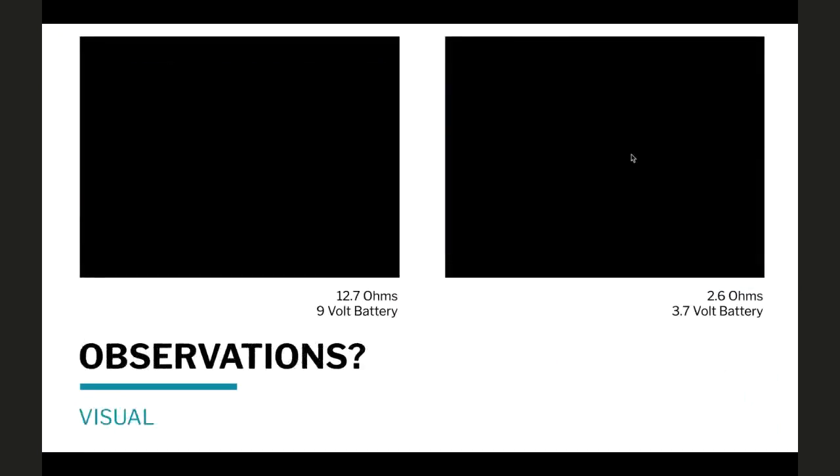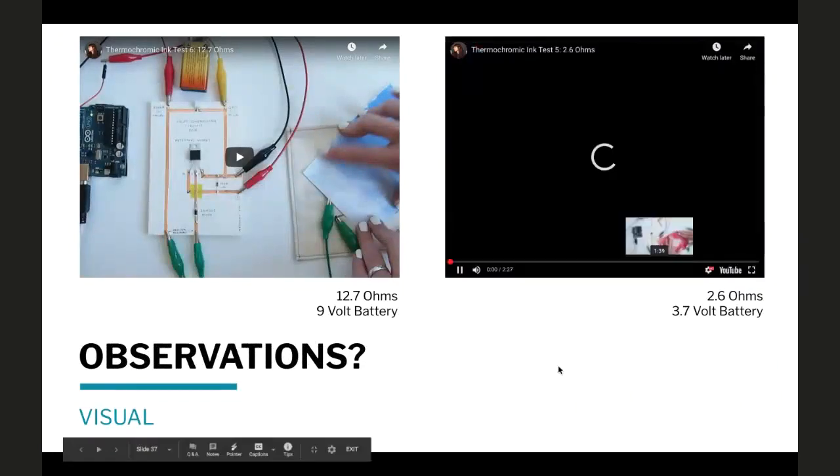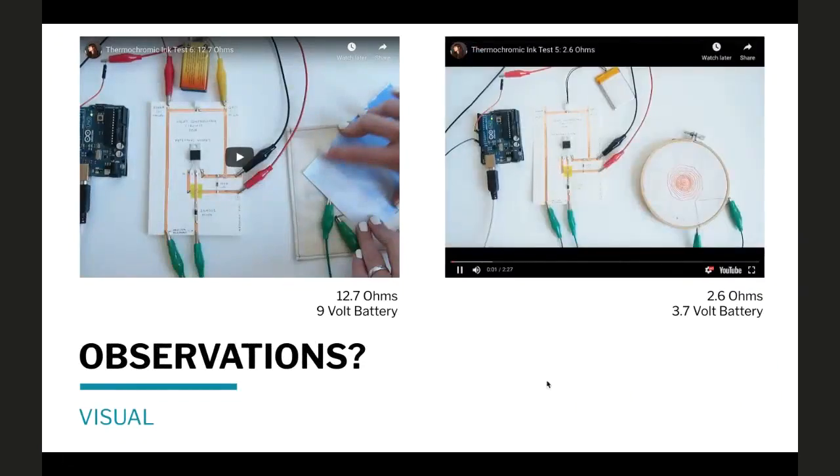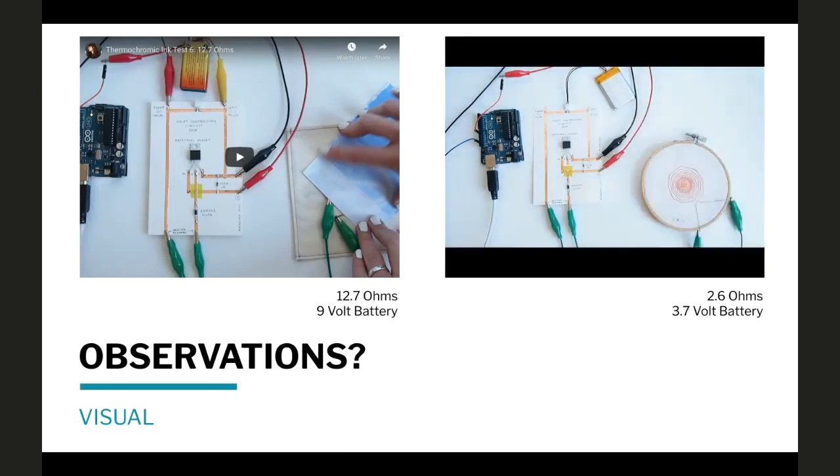And let's just try this one. Now this uses a LiPo battery that is 3.7 volts and probably about 1500 milliamp hours. And the heating element has a resistance of 2.6 ohms.